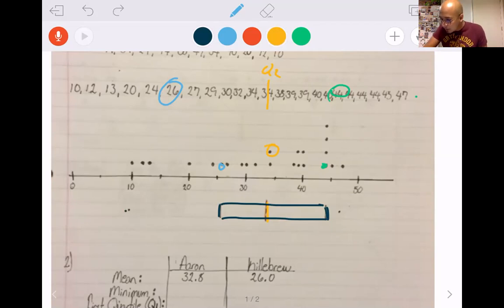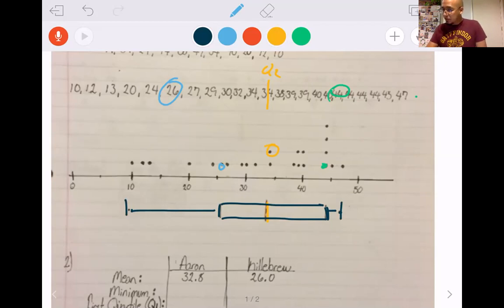Let me put it right on there. And the maximum, which was 47, is right here. I am just going to put a line to join all of those. And there we go, that is a box plot, sometimes called a box and whisker plot. Sometimes you'll see the minimum and the maximum will have lines, sometimes there'll be dots, but that's generally it.